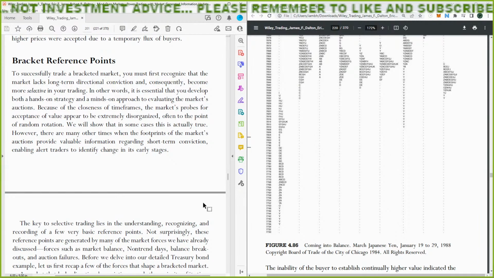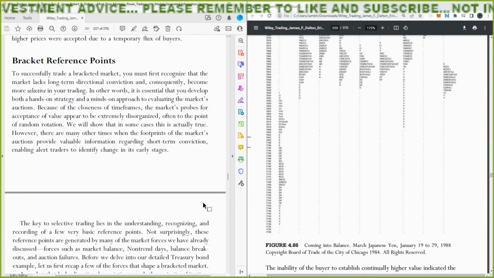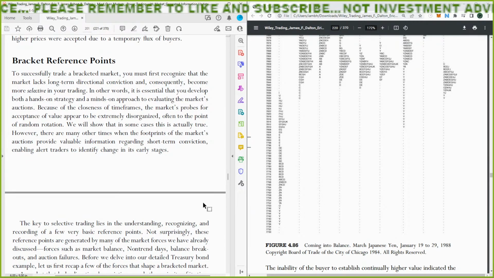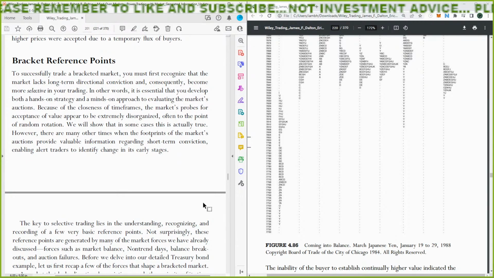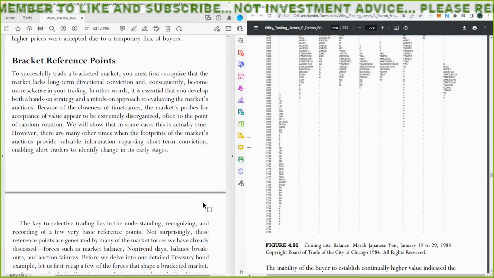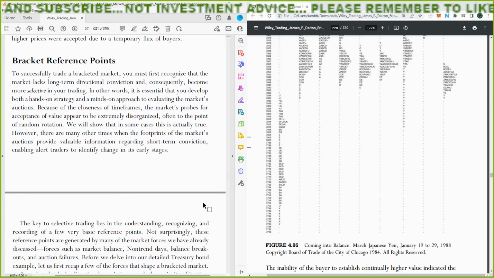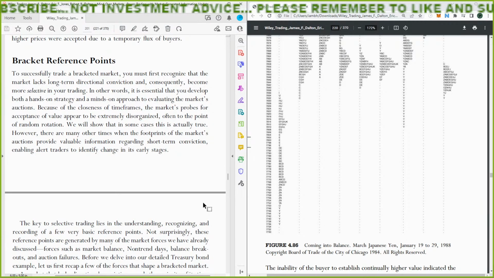Bracketed reference points. To successfully trade a bracketed market, you must first recognize that the market lacks long-term directional conviction and consequently become more selective in your trading. In other words, it is essential that you develop both a hands-on strategy and a minds-on approach to evaluating the market's auctions.